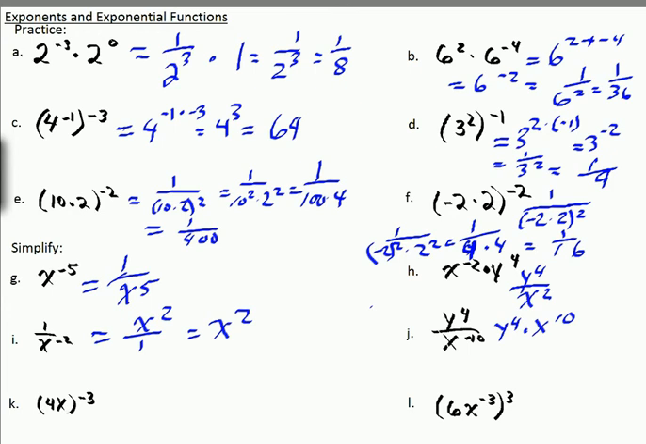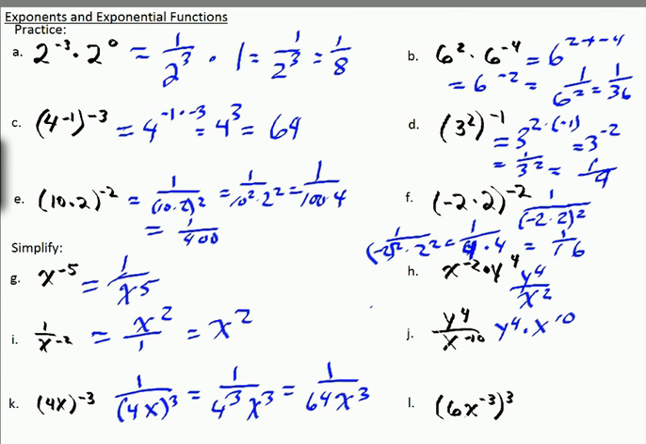Here I have 4 times x, all raised to the negative 3rd power. I can take the reciprocal of that entire thing, so I have 1 over 4x raised to the 3rd power. Then I can distribute my 3rd power, so I have 1 over 4 to the 3rd power times x to the 3rd power. And I know 4 to the 3rd at this point is 64, so 1 over 64 times x cubed.